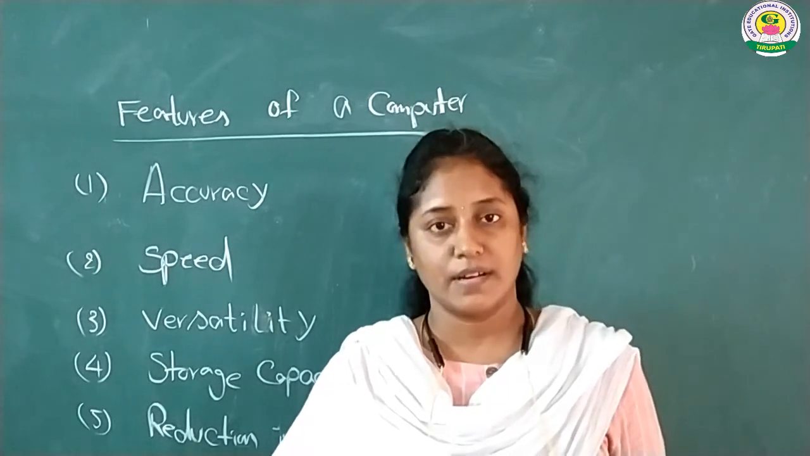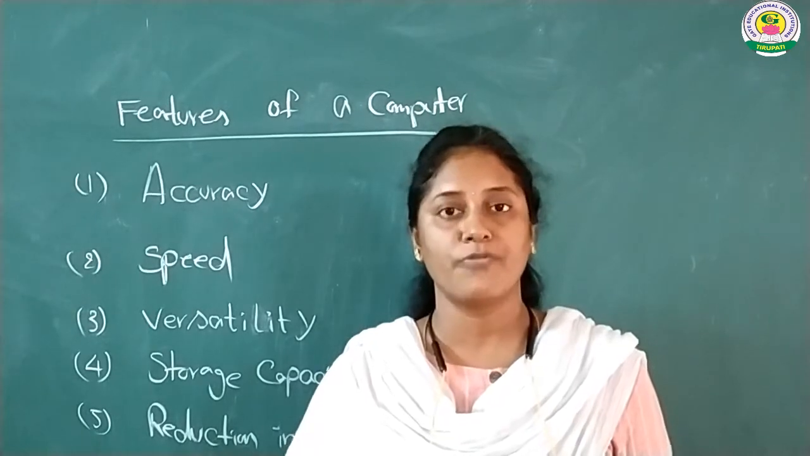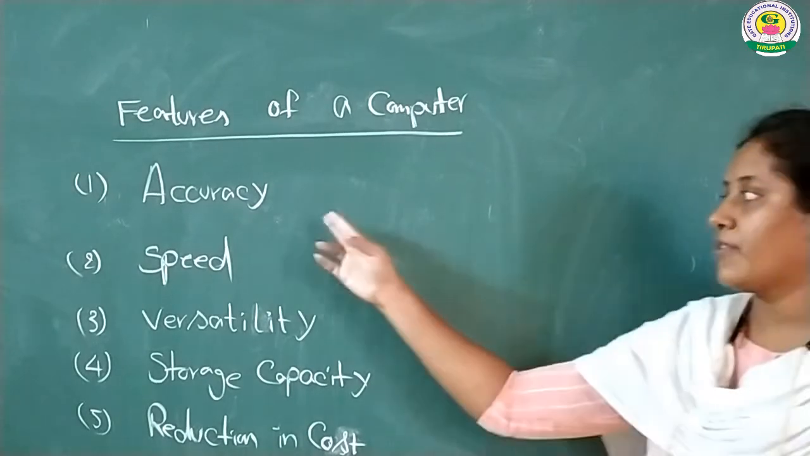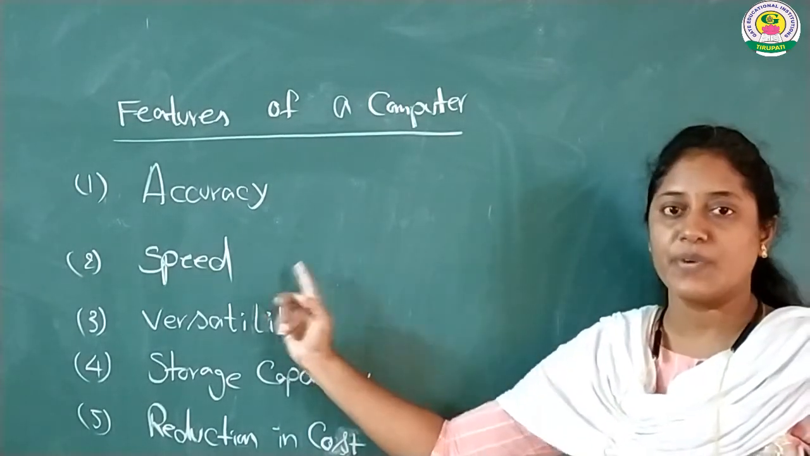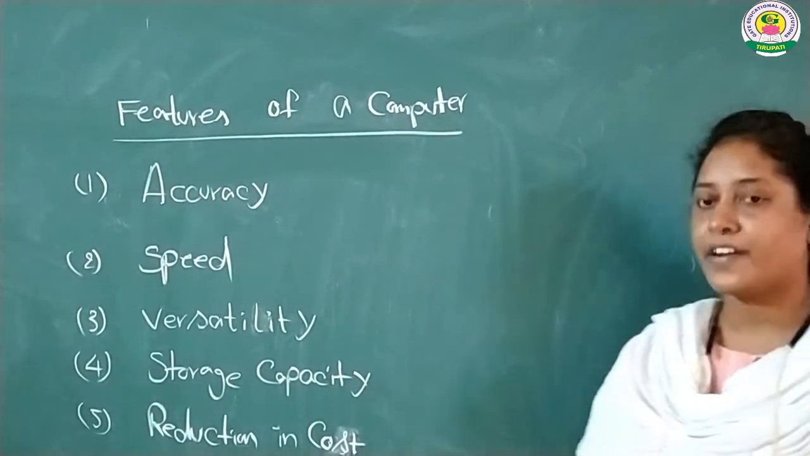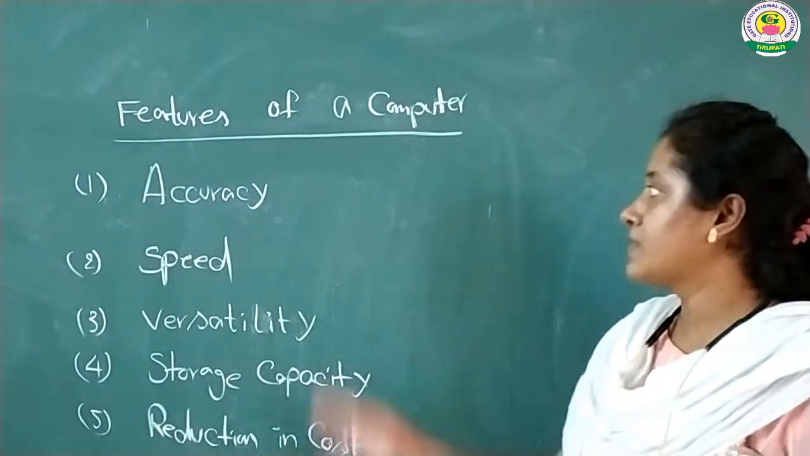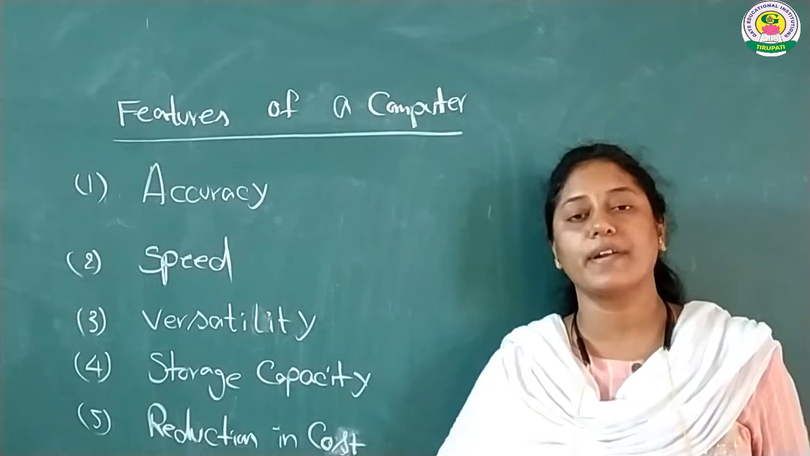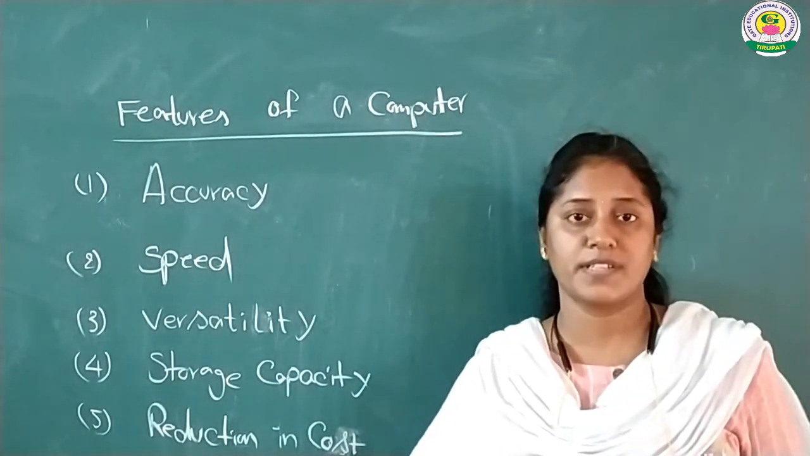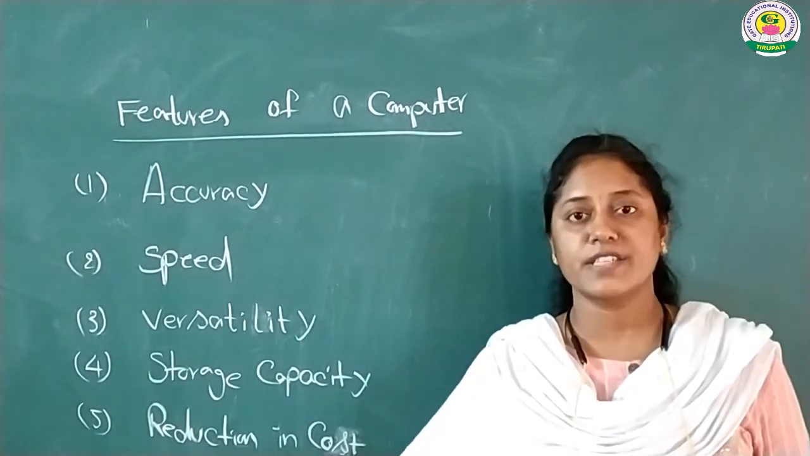Computers are created with many features. Now we will see some of the features of a computer. The different features are: the first one is accuracy, the second is speed, then versatility, storage capacity and reduction in cost. Now we will learn them one by one. The first feature is accuracy. First of all, you should know the meaning of accuracy. What is meant by accuracy is correctness of data.